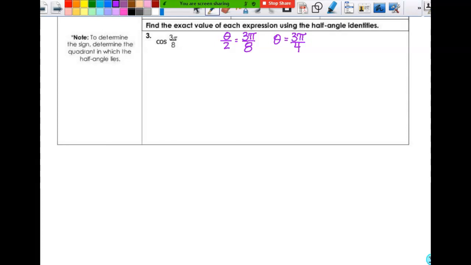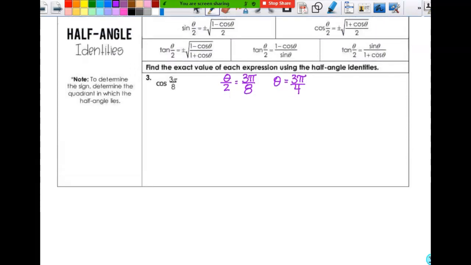If you look up here, I want cosine of the half angle. In order for me to figure that out, I need cosine of theta in order to find cosine of theta over 2. Well, here's theta, and I can figure that one out. So this is cosine of theta, which is cosine of 3 pi fourths. And what is cosine of 3 pi fourths? Good. Negative square root of 2 over 2. Very good. So that's really the only value I need, and then I need to be able to use that correctly. So let's write that down.